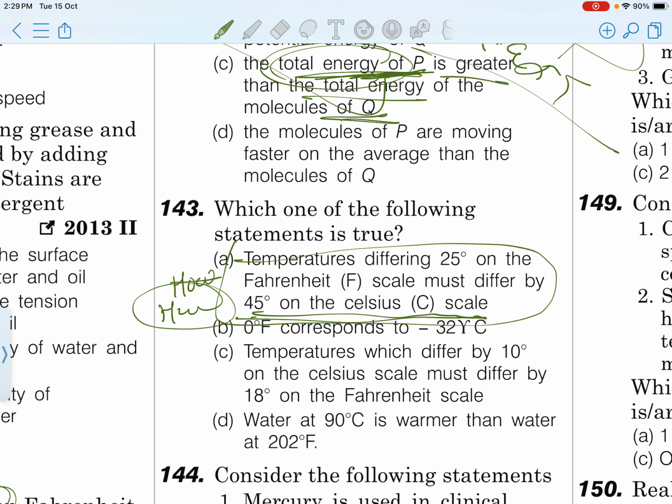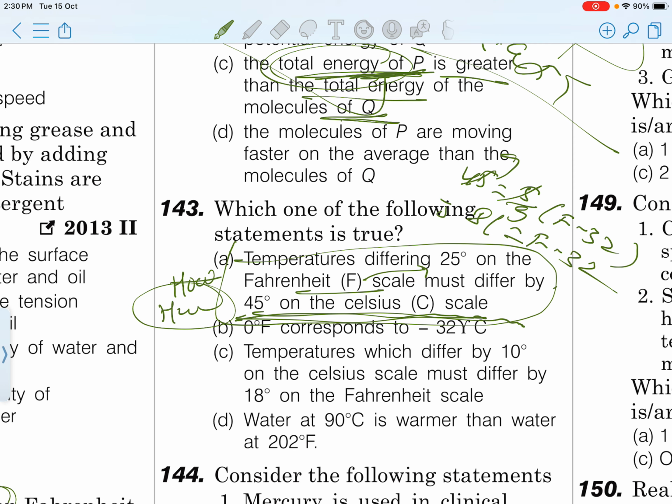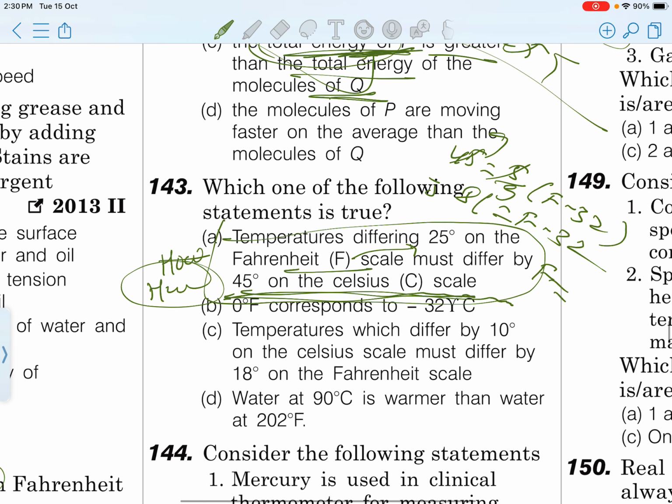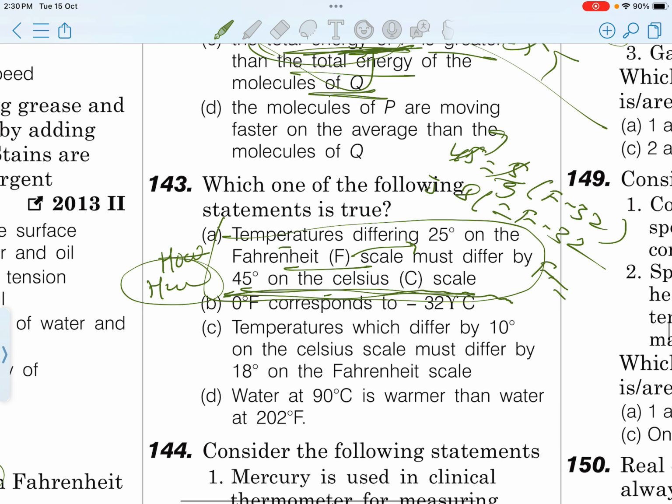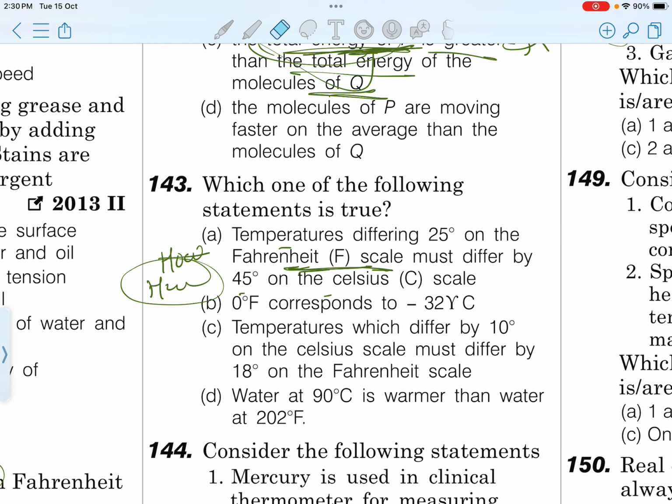If we put 45 on the Celsius scale, let's see whether the Fahrenheit scale comes to 45 or not. Okay, so 45 equals 5 by 9 times F minus 32. So 45 times 9 by 5 is 81, equals F minus 32. So F becomes... temperature differing 25 on the Fahrenheit scale. No, this is not how we do it. It's a blunder.